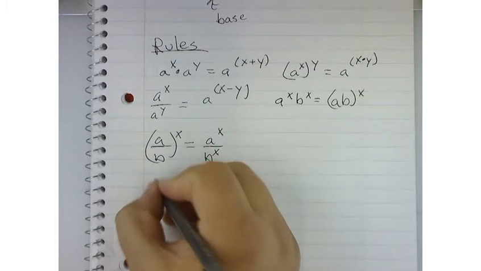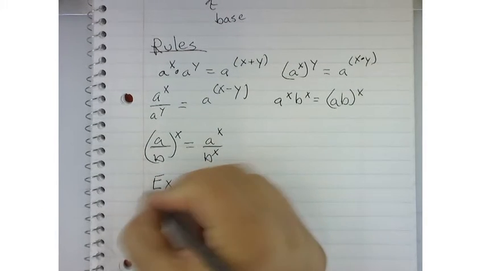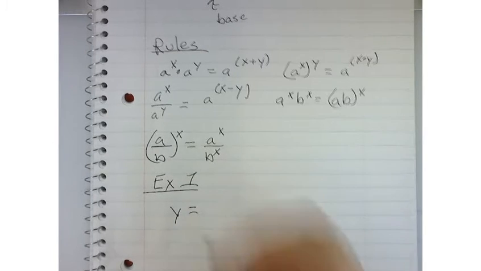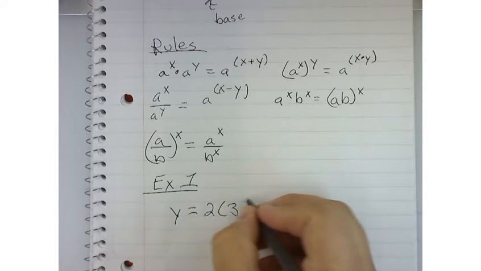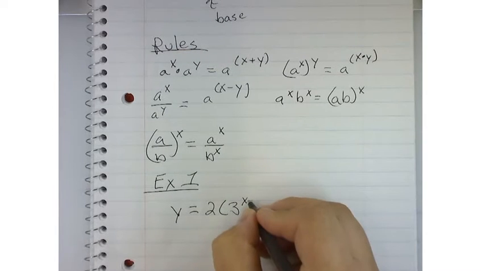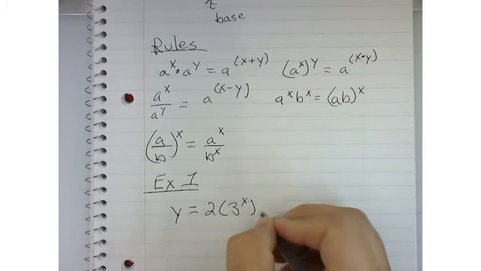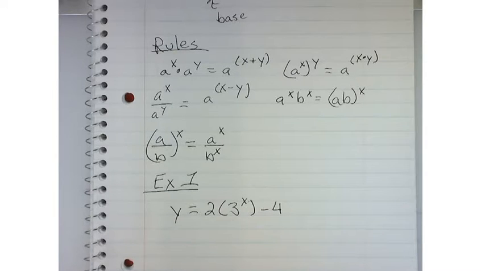So for example number 1, we're given the function y is equal to 2 times 3 raised to the x minus 4. Now, this is an order of operation thing. It's not 6 raised to the x minus 4. We have to do the exponent first. So whatever value I plug in for x, we have to raise that first, then multiply by 2, then subtract by 4. And so we can graph this in our calculator.